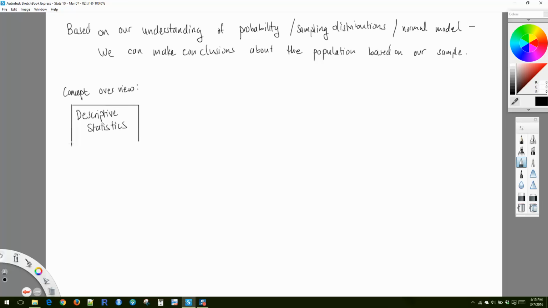Okay, and we spent a decent amount of time talking about descriptive statistics. Topics that fall under descriptive statistics would be things like numeric summaries, so we covered numeric summaries for center and variation. Okay, and numeric summaries also for relationships between variables.